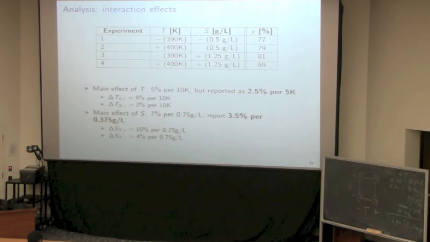So that's why on the next slide, that answer is given to you in that manner. It's a 5% change per 10 Kelvin, but we report it as 2.5% per 5 K. And it comes from the fact that we've got an 8% change at high substrate, and a 2% change at low substrate. That's what this terminology means over there. I will leave you to work through the substrate effect on your own. Make sure you can replicate those values. And then next part, we'll do some interpretation of these.